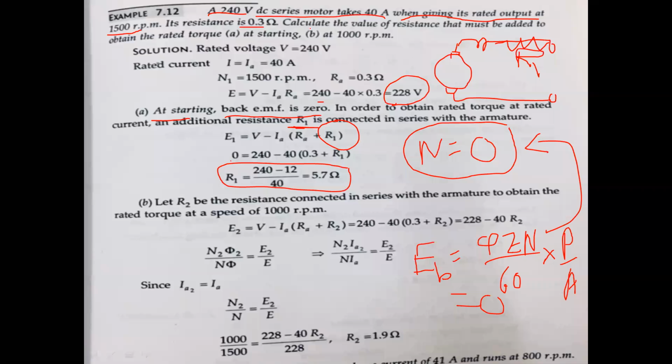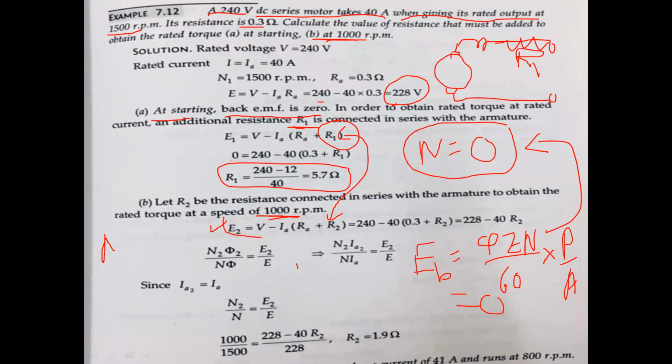Now case 2, at 1000 rpm. At 1000 rpm, back EMF will exist. So back EMF at 1000 rpm equals V minus IA into RA plus R2. What is the resistance that must be added in series with the motor? First case R1, second case R2. Here back EMF will exist because at 1000 rpm speed exists, therefore back EMF exists.